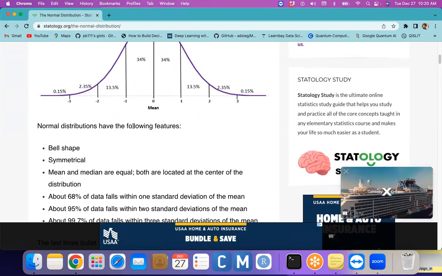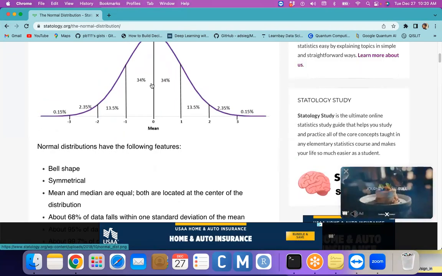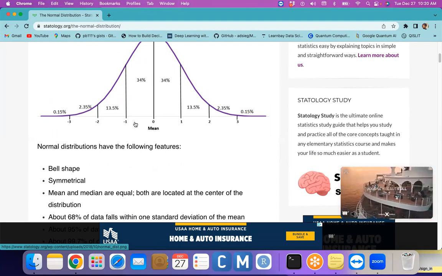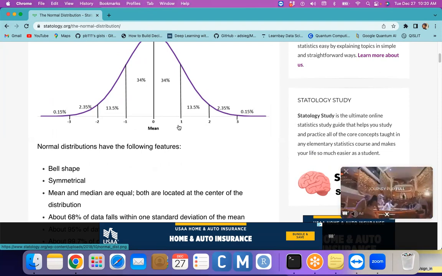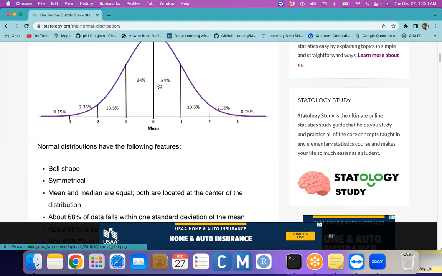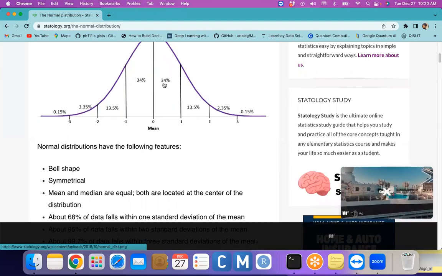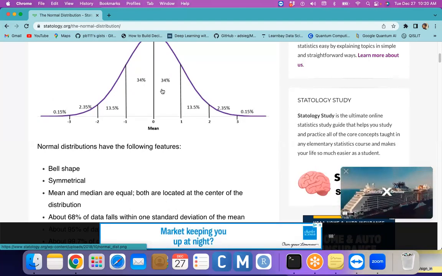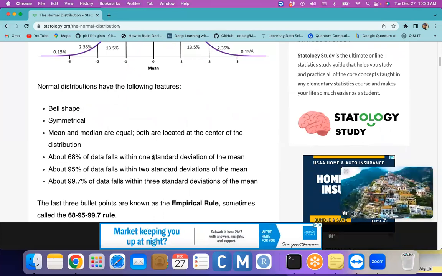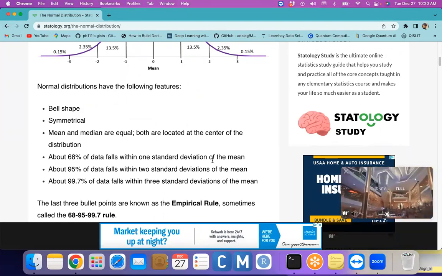Now, make sure about one standard deviation. The data within one standard deviation is 68%. That means the variation is minus 1 to plus 1, right? Here the standard deviation is 1. So in this region the data is distributed 34%, and 34 plus 34 is 68. About 68% of the data falls within one standard deviation of the mean.